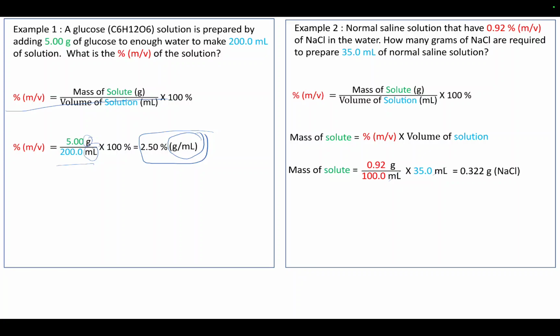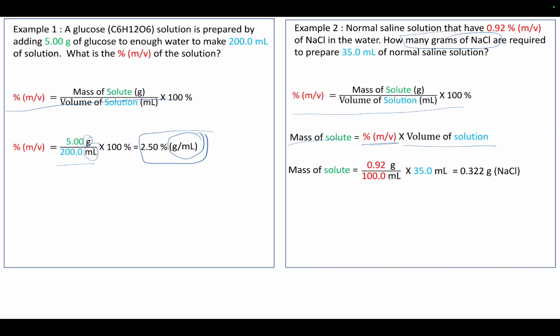For example number 2, normal saline solution, saline means it contains salt, has 0.92% mass over volume of NaCl in the water. How many grams of NaCl are required to prepare 35 milliliters of normal saline solution? So here we want to find how many grams of NaCl, which is the mass. So we write the law for mass over volume percent, and to find the mass of solute from this law, it is mass over volume percent multiplied by the volume of solution.